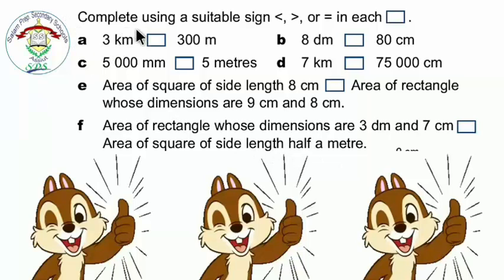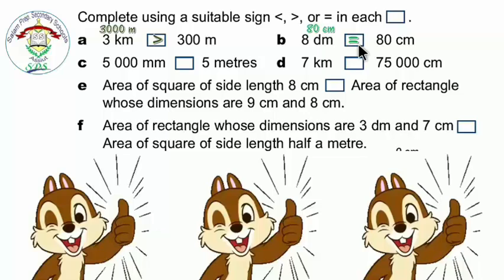Complete using a suitable sign: smaller than, greater than, or equal to. The first one, 3 kilometers, 300 meters. We know 3 kilometers equal 3,000 meters, so the sign will be greater than. The second one, 8 decimeters, 80 centimeters. We know 8 decimeters equal 80 centimeters, so the sign will be equal to.